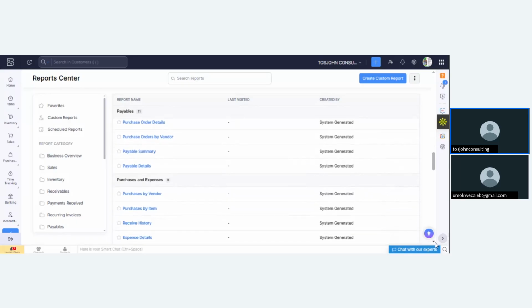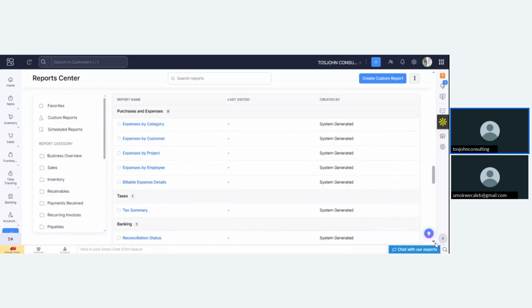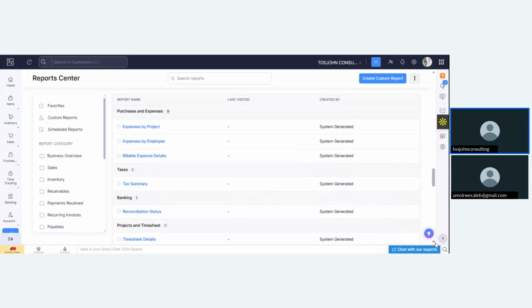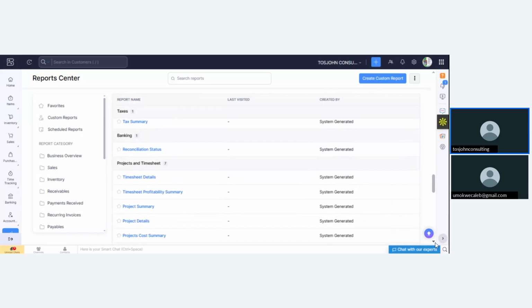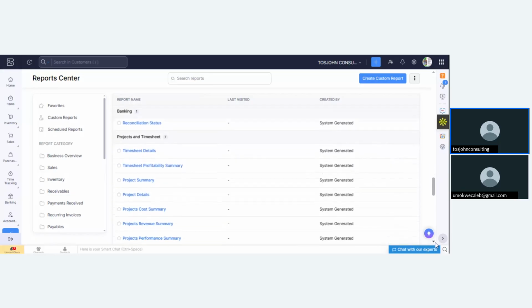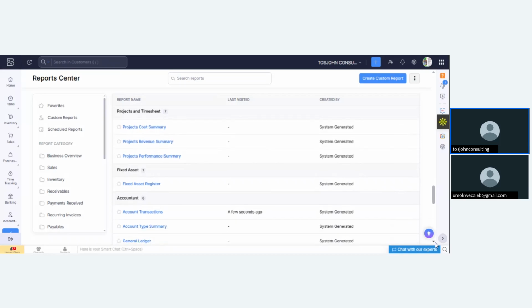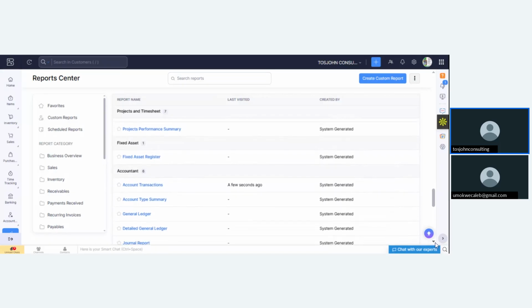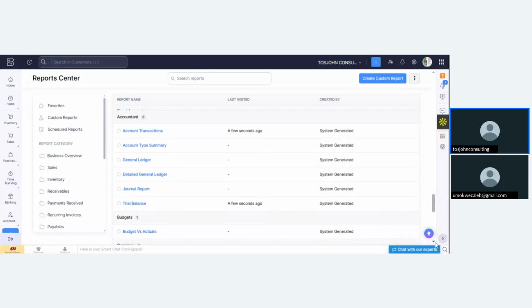Purchases and expenses, you see it there, right? What did you purchase? The expenses you incur, you will see it. Everything you can see, it is very robust. Tax summary, all your taxes, you see the summary here. Banking, reconciliation, time details, timesheets, all of that. Project summary, your non-current assets, fixed asset register, you will see it. Accountant, all the account transactions, account type, general ledgers, right? You see everything. Journal reports, trial balance.